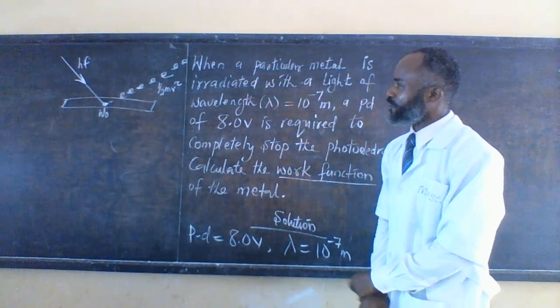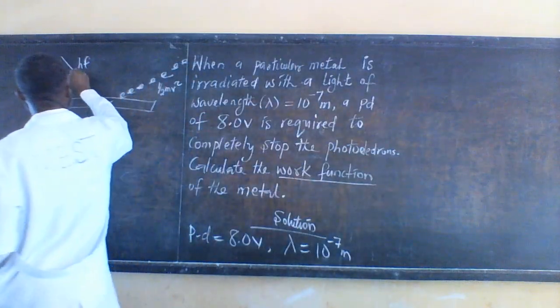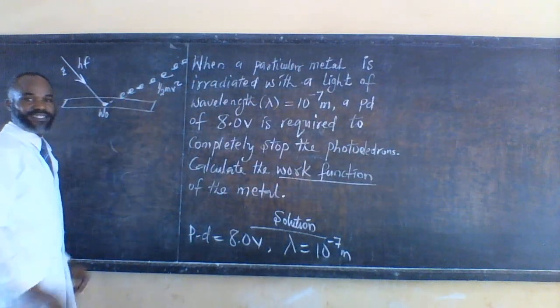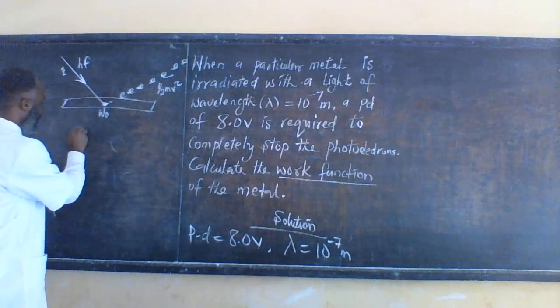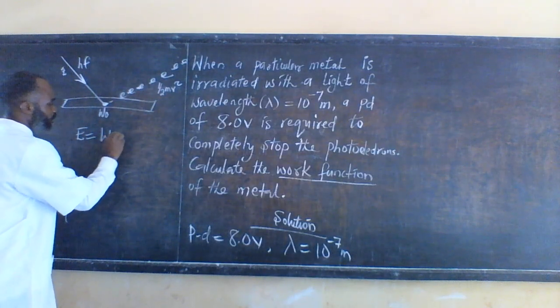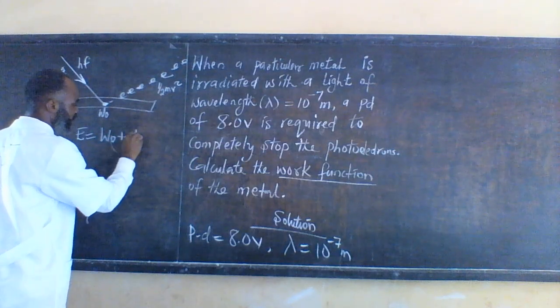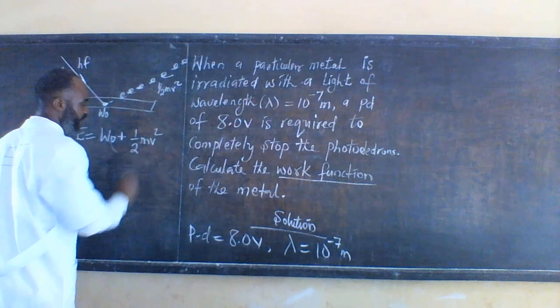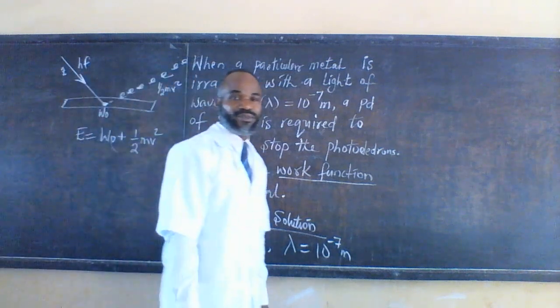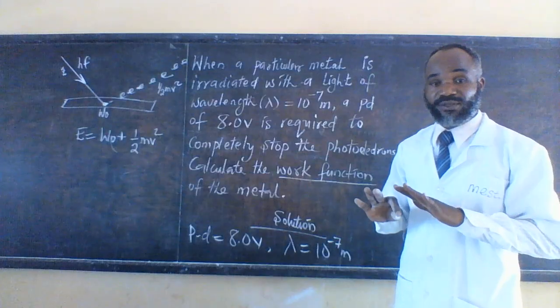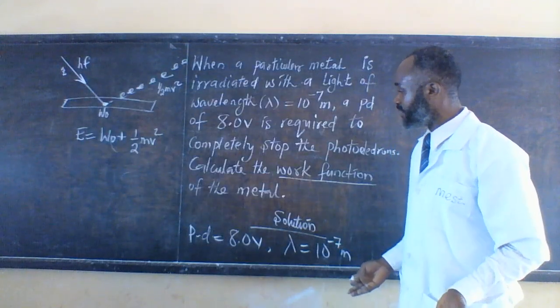Okay? So this is E, okay? Energy. This is the work function. This is the kinetic energy. So there is a connection here. E is equal to the work function, right? Plus the kinetic energy of the emitted electrons, 1/2 mv squared. But there is something that has been worked out for us. It's been worked out for us to make use of.